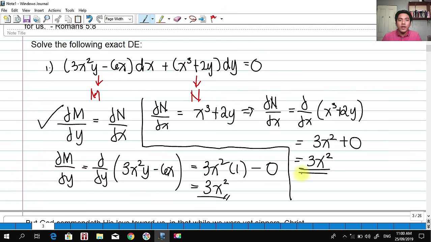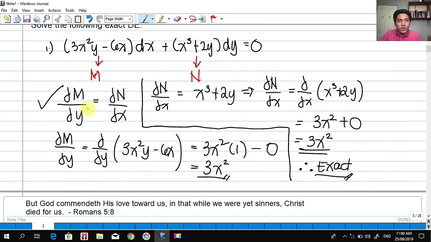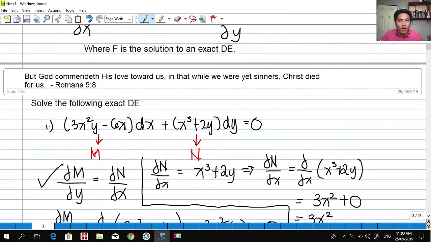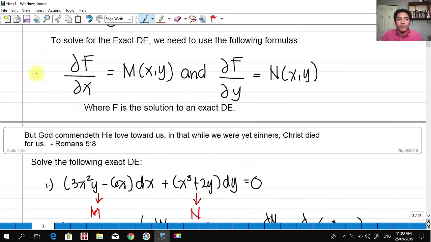Hence, we have proven that this given DE is an exact differential equation. So hence, therefore, we can conclude that this is exact. Okay? And now, in order for us to solve the exact DE, because this is not the final answer. This is only a test for exactness of the DE. But this is not the final answer. In order for us to get the final answer, we shall be using our formula a while ago, which is this: the partial derivative of f with respect to x is equal to the function m as a function of x and y, and this formula also.